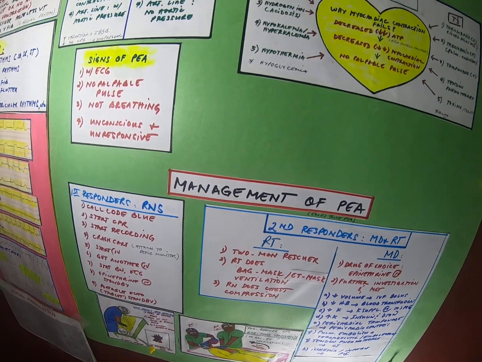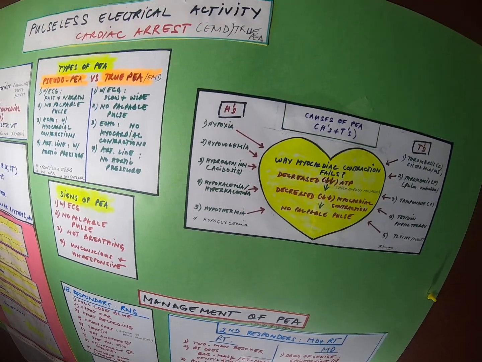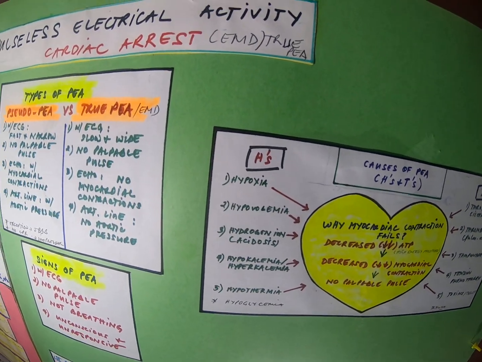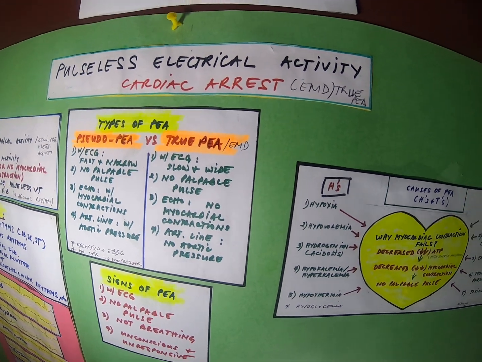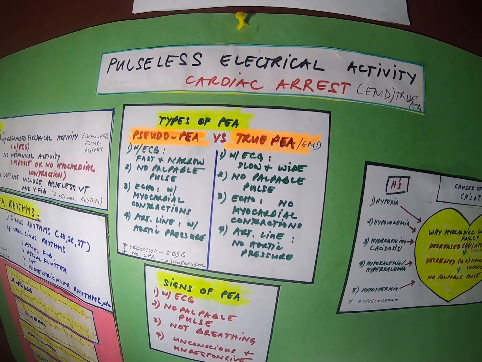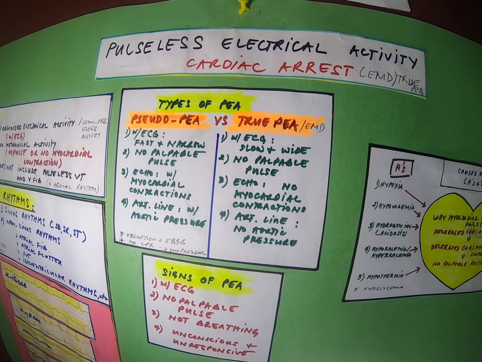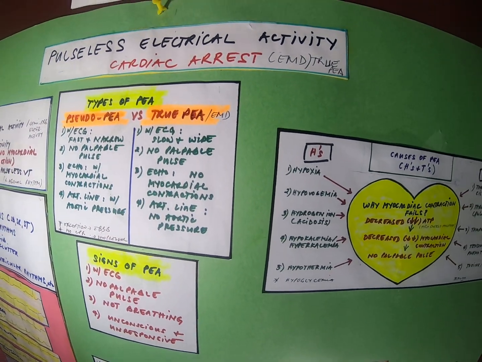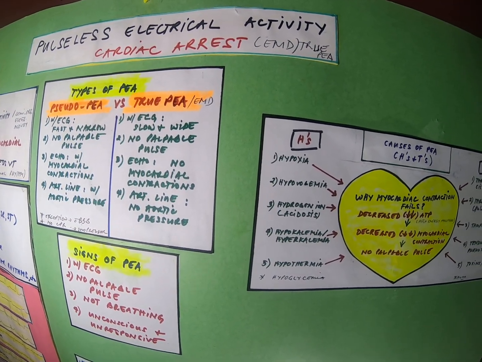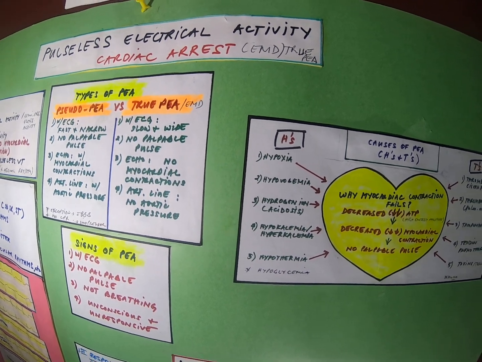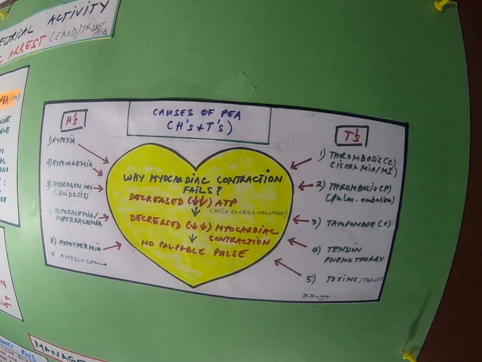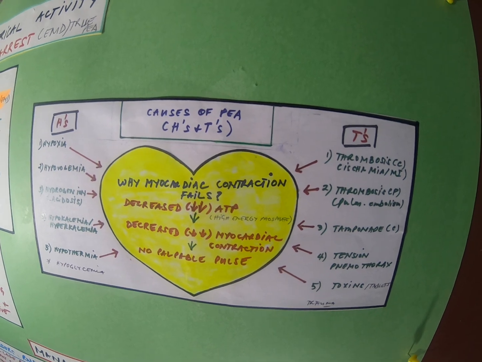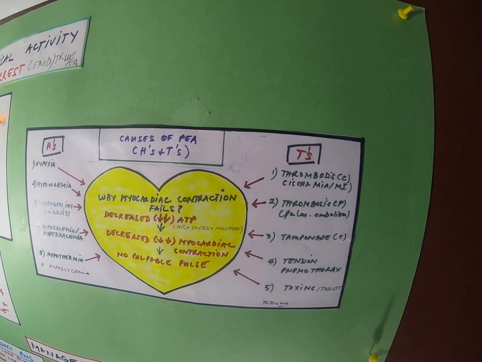As I said again, hypoxia and hypovolemia usually fall under pseudo-PEA. Usually they have mild contraction and get a little bit of pressure. So what they do is give a stat IV epinephrine to bring up the contraction and also the blood pressure higher. But for true PEA, which is a cardiac arrest, then we go ahead with our algorithm.